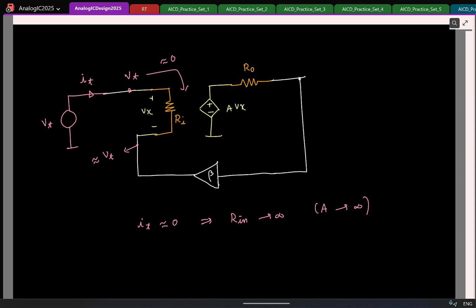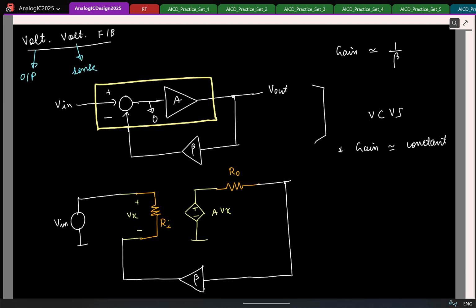Now we can assume a finite gain and work it out using KCL. That's trivial. You will find that the input resistance becomes RA into 1 plus A beta. So at least it is clear that at the input side also this has become a better voltage controlled voltage source. So I will remark it here: my Rin increases.